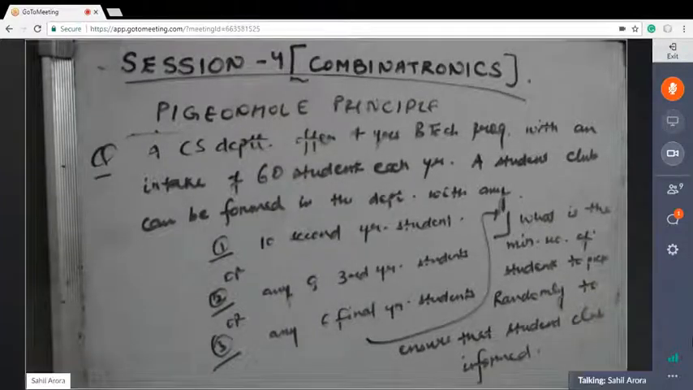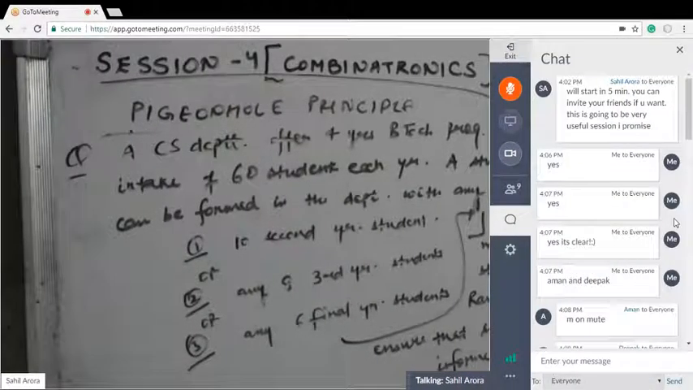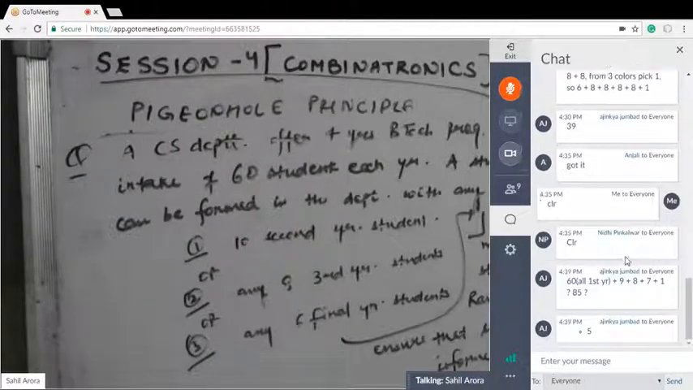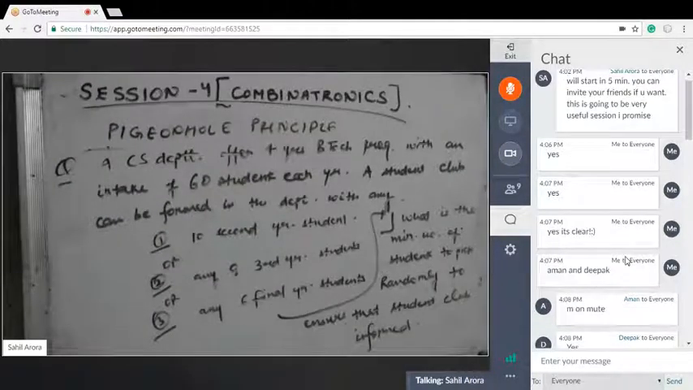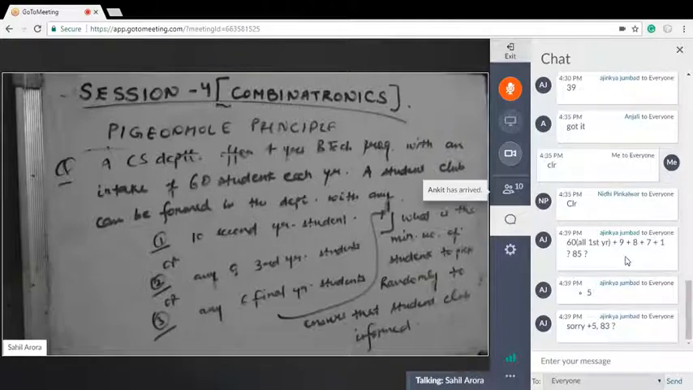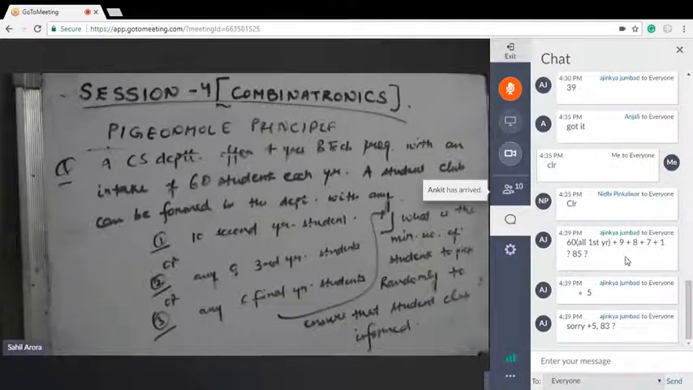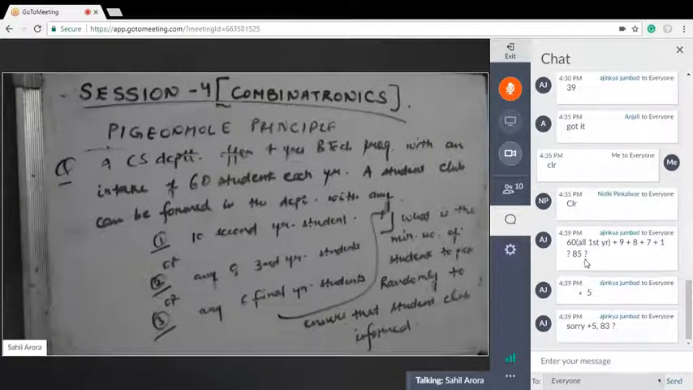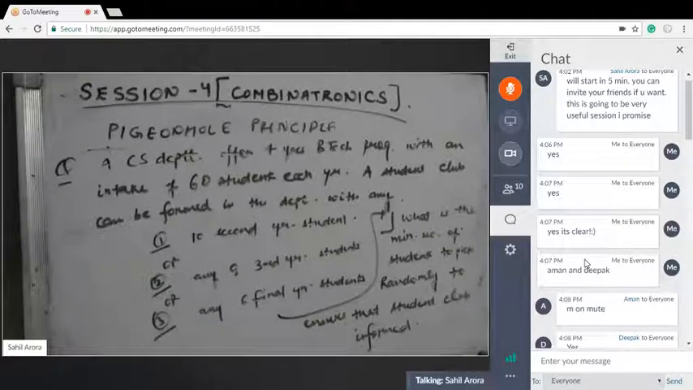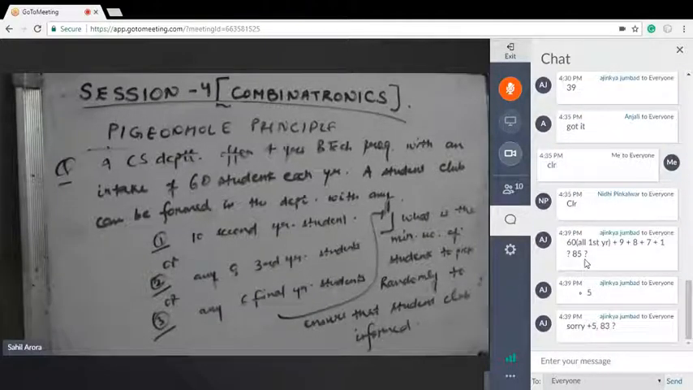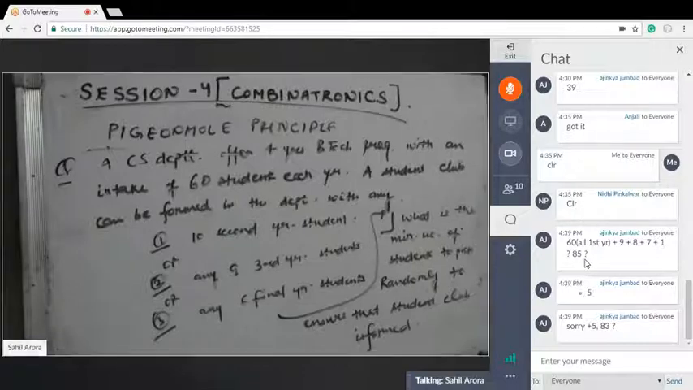I think your answer is close to right, but it is not right. Your approach is right, but your answer is not. Maybe you are missing one term. Your answer is 83, but it is 82. So probably there is one thing you are missing.